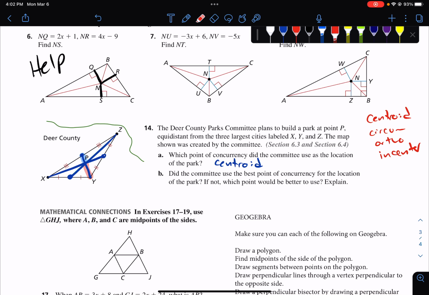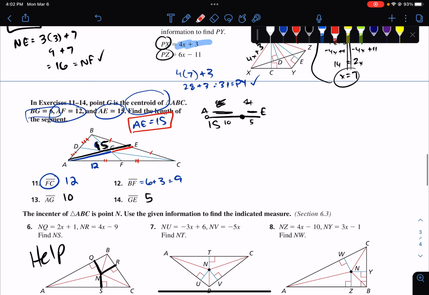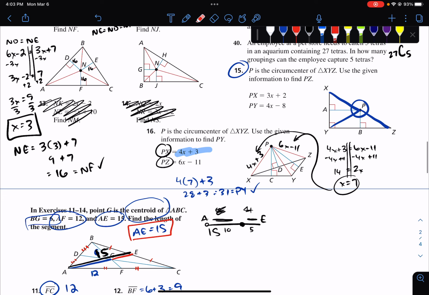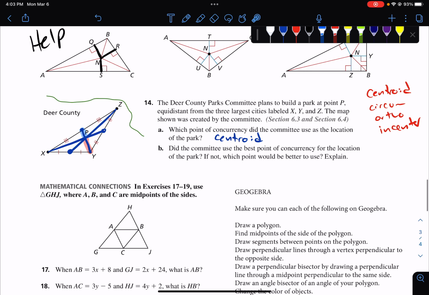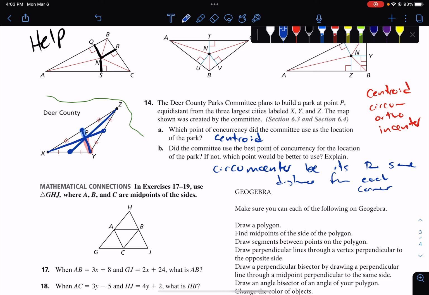The one point that is equal distances from the corners we used earlier up here, called the circumcenter. Right? When we were using the circumcenter, we found that this point P was the same distance from all of the corners of my triangle. So instead of using the centroid, they should have used the circumcenter because it's the same distance from each corner. All right?